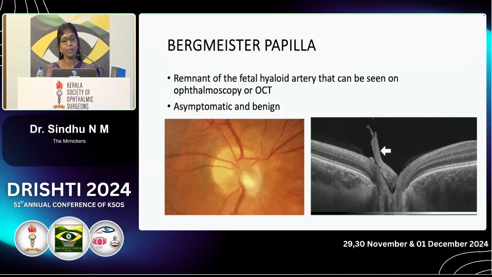The last one is Bergmeister's papilla. It is a remnant of the fetal hyaloid artery that can be seen on ophthalmoscopy or OCT. It is asymptomatic and benign.